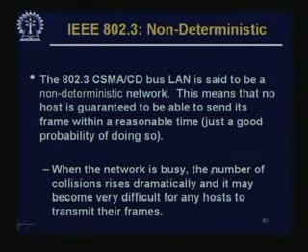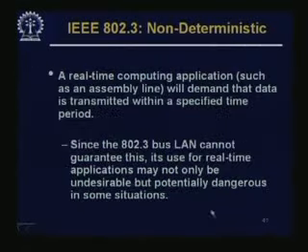So when the network is busy, the number of collisions rises dramatically, and it may become very difficult for any host to transmit its frame, which means it may not be absolutely suitable for a real-time computing application. At least this bus type network may not be suitable for a real-time computing application such as an assembly line, which will demand that data is transmitted within a specified time period. Since the 802.3 bus LAN cannot guarantee this, its use for real-time applications may not only be undesirable but sometimes potentially dangerous.